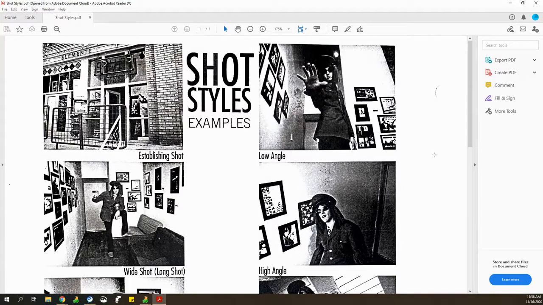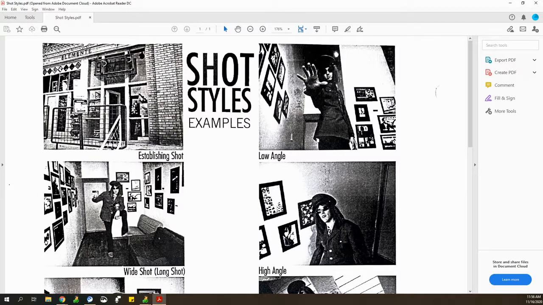For the final exam, you are going to see pictures like these ones that describe a certain type of shot, a style of shot. So let's first look at this one right here. This is an establishing shot.